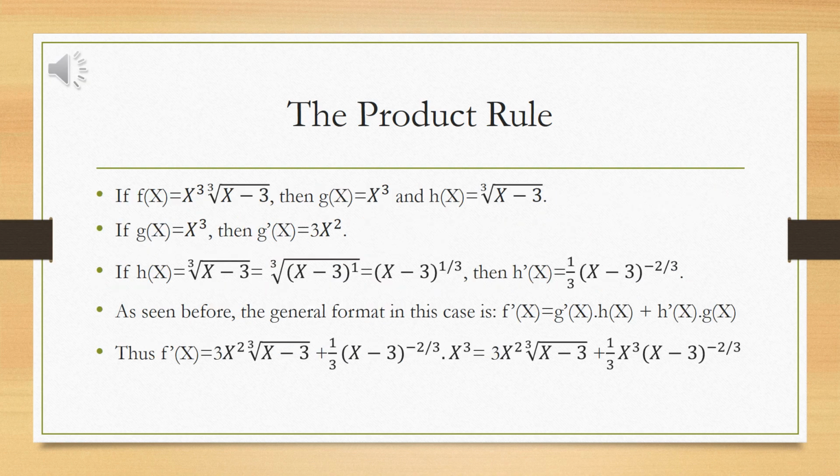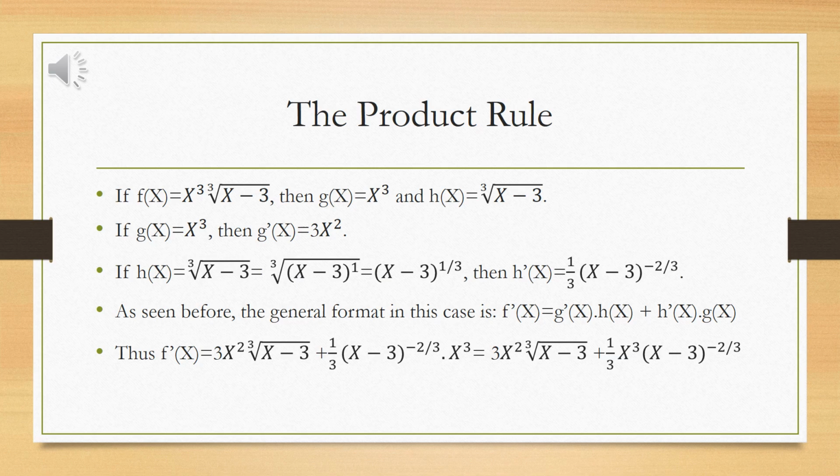If f of x equals x cubed times the cube root of x minus 3, then g of x equals x to the 3, and h of x equals the cube root of x minus 3. If g of x equals x to the 3, then g prime of x equals 3x squared. If h of x equals the cube root of x minus 3, then h prime of x equals 1 over 3 times x minus 3 to the power minus 2 over 3.